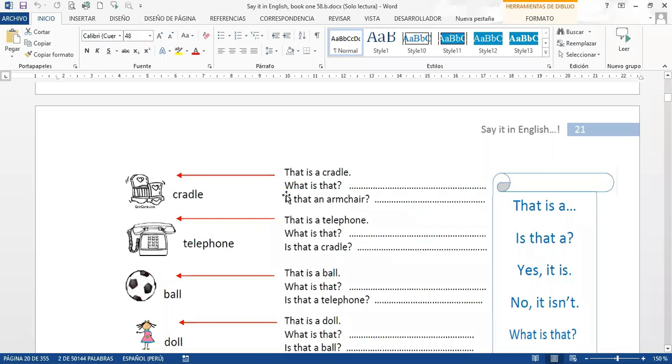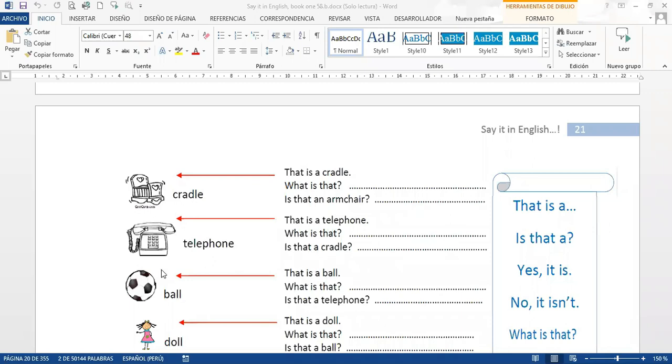That is a cradle. What is that? The answer is, it's a cradle. Is that an armchair? No, it isn't. It's a cradle. What is that? It's a telephone. Is that a cradle? No, it isn't. It's a telephone.